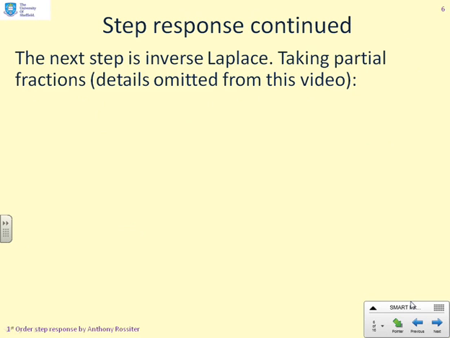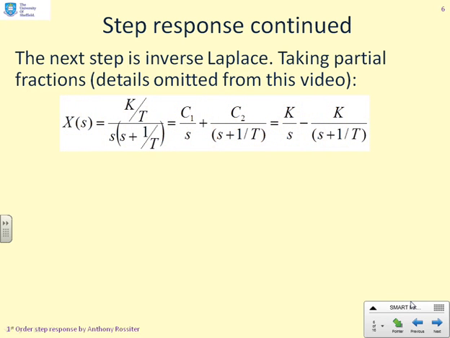So the next thing is to do an inverse Laplace. Now, there are lots of videos on inverse Laplace, so we're going to do this very quickly, and we advise you look at those other videos if you need to learn how to do inverse Laplace. So in general, I've got a denominator here which has two simple factors, an s and an s plus 1/T. So I can do the partial fractions, and I end up with some residue, c1 over s, and some other residue c2 over (s plus 1/T).